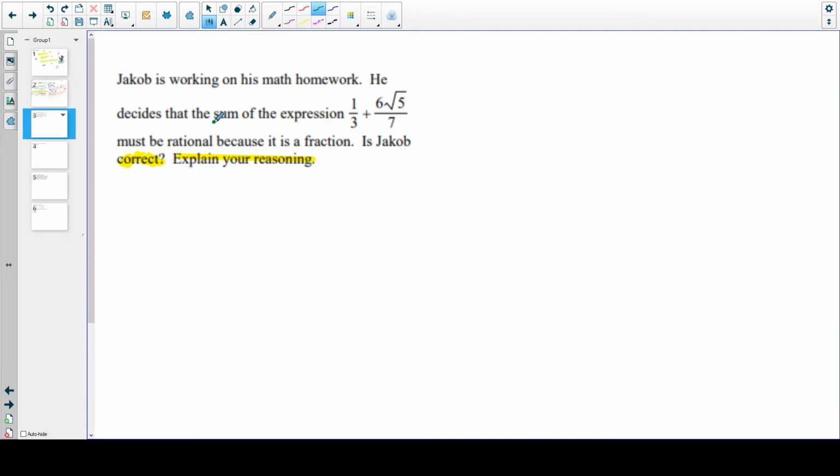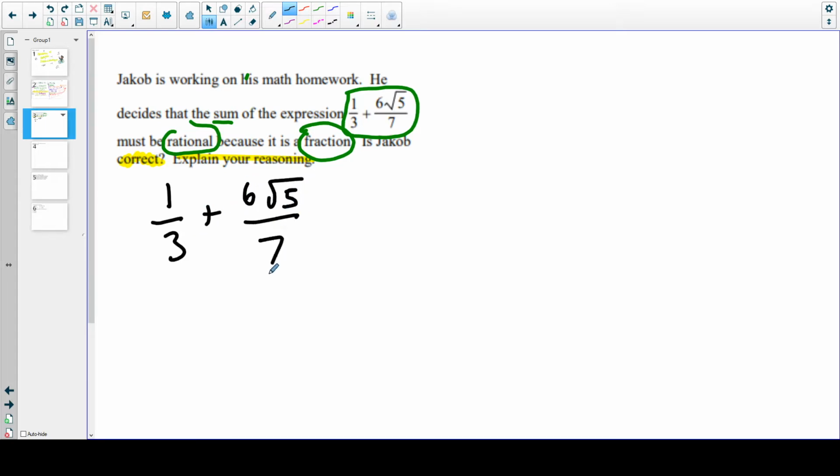He says that the sum of this expression must be rational because it's a fraction. Well, that should remind us, he's thinking that rational numbers can be written as fractions where the numerator and denominator are what? Integers. Well, let's rewrite this expression. So we have 1/3 plus 6 times the square root of 5 divided by 7. Well, this number you should be able to identify as a rational number.